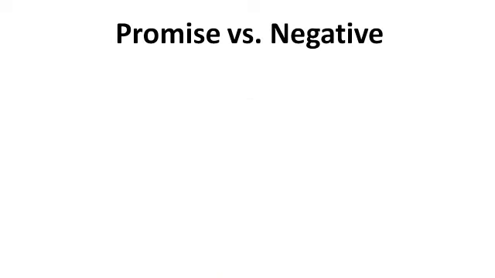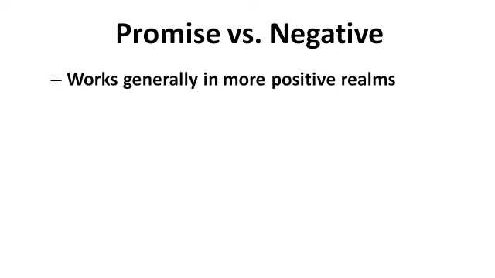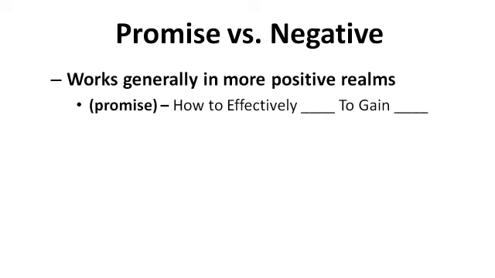So let me give you some examples of titles that you can use. We've got promises versus negative titles. And the promise titles generally work in more positive realms. So for example, how to effectively do this to gain this. How to effectively, let's say, build a WordPress site to gain, more conversions or something.